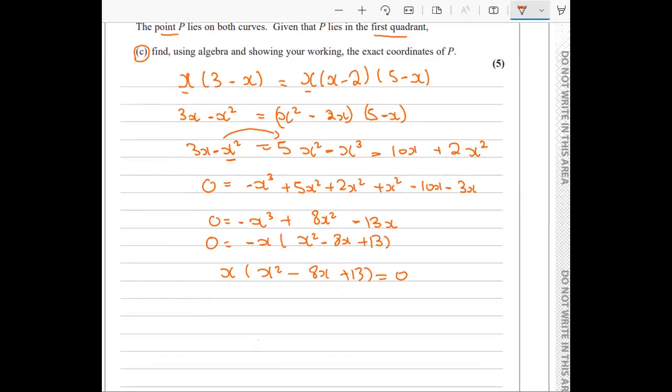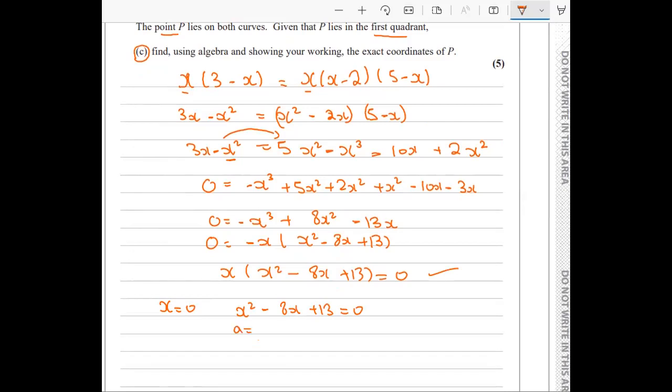Solve this, right? And yes, this will give us x equals 0. We are not interested in that. x squared minus 8x plus 13 equals 0. Okay, so we are interested in this. Since 13 is a prime number, we cannot make factors and then think about it. So let's just directly use the quadratic formula.